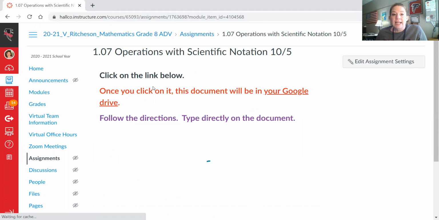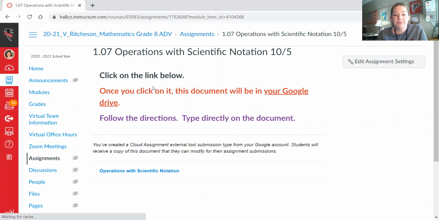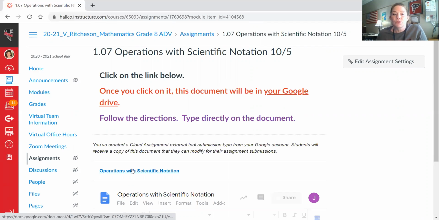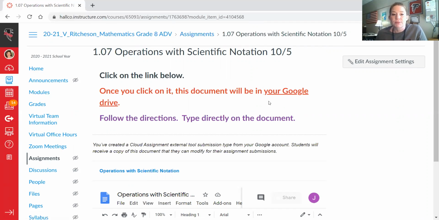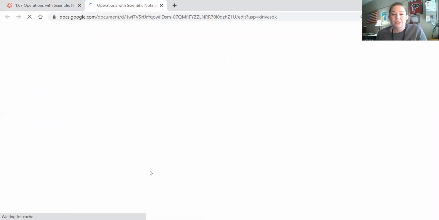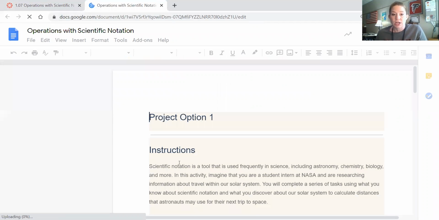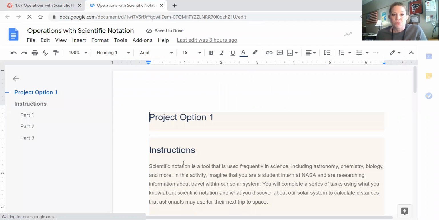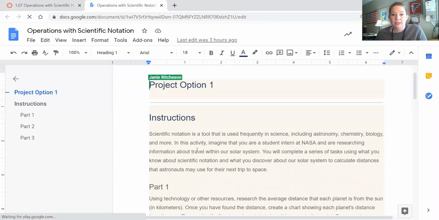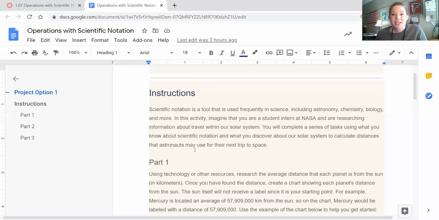I've actually created a Google Cloud assignment. So basically the information that we just looked at, I copied it and pasted it. So it says when you click on these blue words, operation with scientific notation, this document is going to open in your Google Drive. So once you open it, it is your document and you can type directly on it, okay? So when you open it, it opens in your Google Doc. I keep saying that, Google Drive.